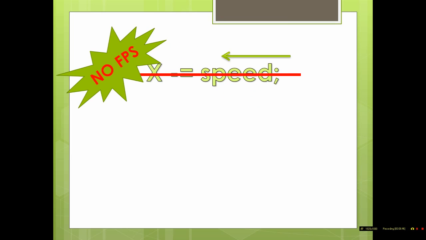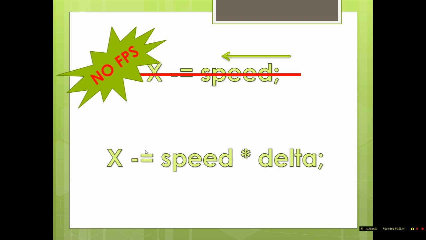We don't want to do that. Here's what we want to do. We want to do the same equation, x -= speed, which subtracts speed from x, but I'm going to multiply by delta. Now, what does delta do? Well, on a slow computer, delta gets higher. What's that going to do? Speed times delta: if I multiply by a higher delta, it's going to result in a higher speed. It's going to make up for that slow computer.